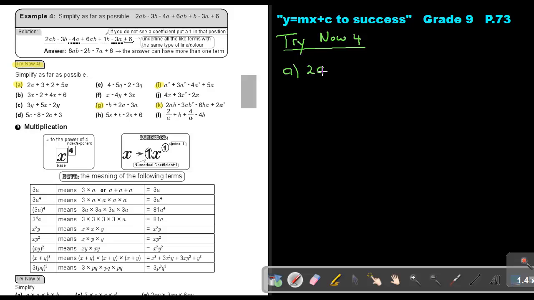So 2a plus 3 plus 2 plus 5a. That's my algebraic expression. So let's first mark the like terms. This is like. And this one is like. So what do I do? I add my like terms. So this will be 5 plus 2, that's 7a. Keep the variable the same. 3 plus 2, what will that be? 5. And my answer will have 2 terms. Okay. Number G.